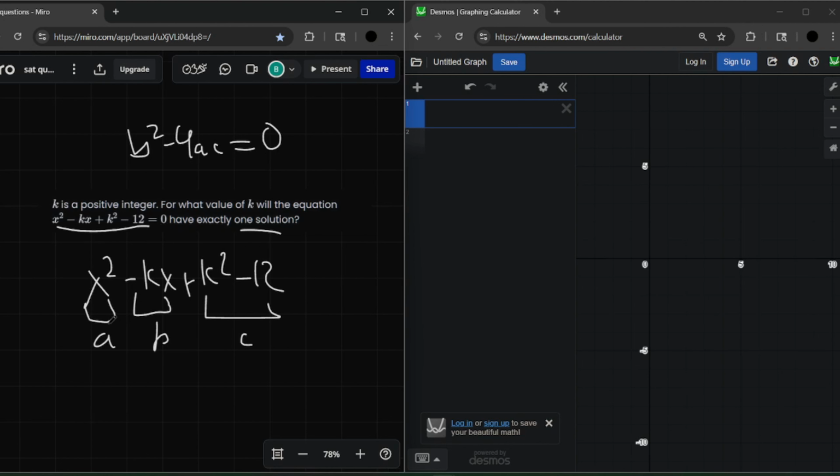Anyways, so I broke this part into A, B, and C, right? Always there's going to be that imaginary coefficient for those x squared. It's a thing, but people just don't mention it, right? Anyways, so we're going to do b squared minus 4ac is equal to 0. So negative k squared minus 4 times 1 times k squared minus 12, set that equal to 0, and we get k is equal to 4 as our answer.